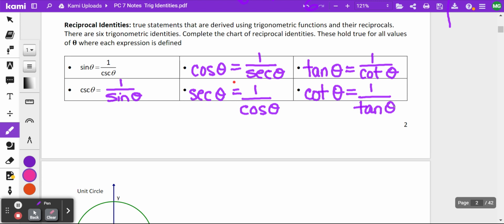Now, you're going to hear me say this a lot. You are going to need to memorize these. Memorize them just like you memorize the unit circle because we're going to be using them for a long time.